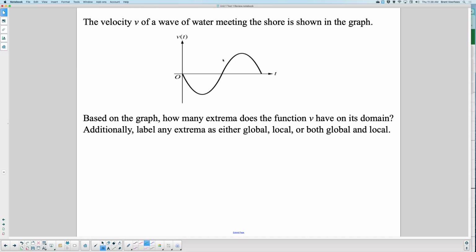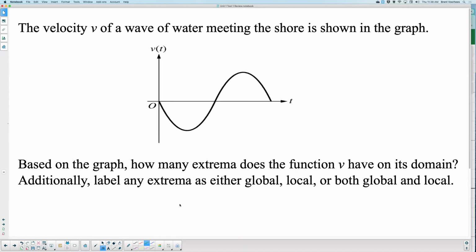Our second problem says the velocity of a wave of water meeting the shore is shown on the graph. Based on the graph, how many extrema does the function v have on its domain? Additionally, label any extrema as either global, local, or both global and local. All right, so this time I want to zoom in a little bit here. How many extrema does this graph have? Two. It's going to be a very common answer, and it'll be a very common incorrect answer.